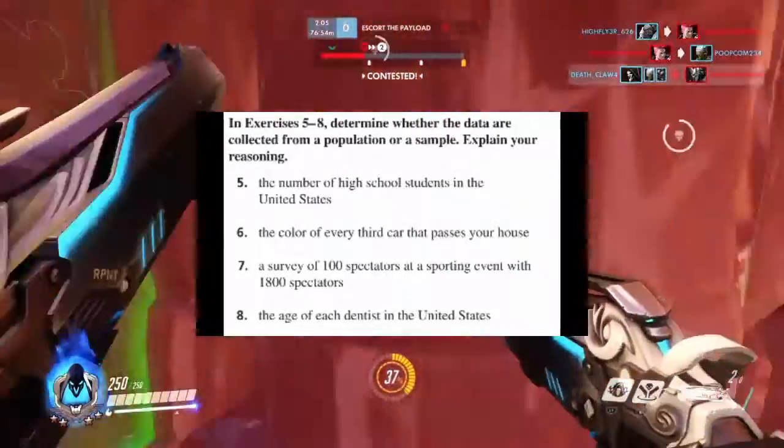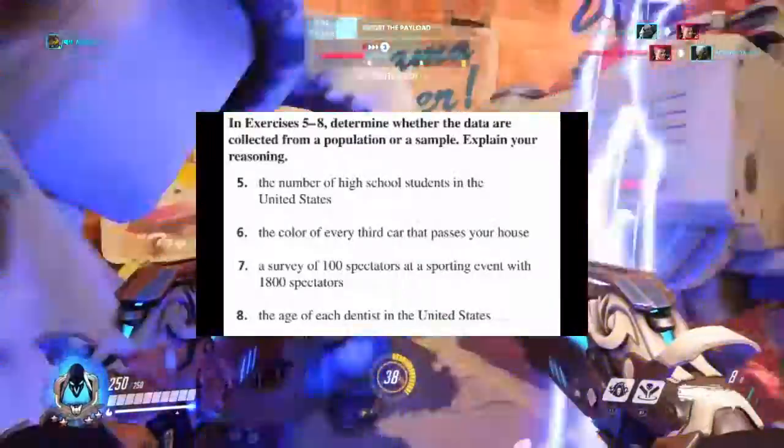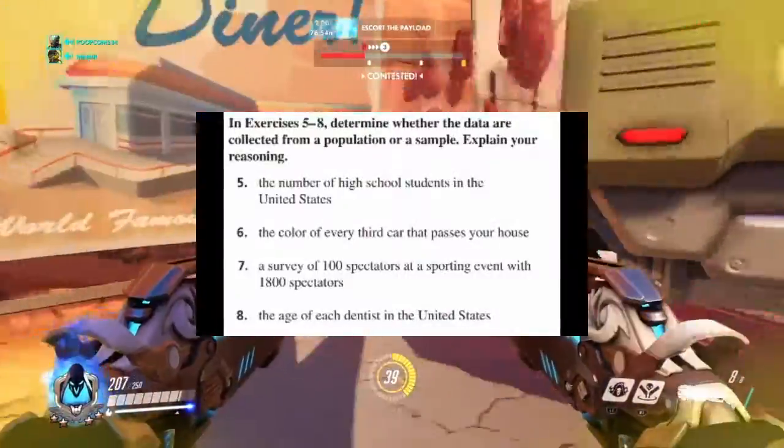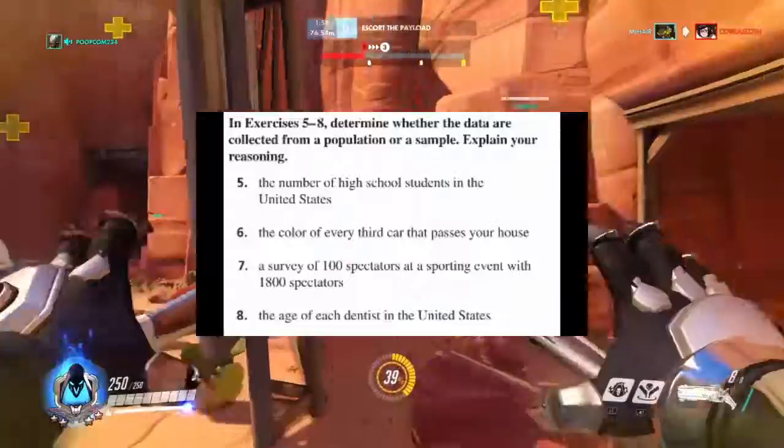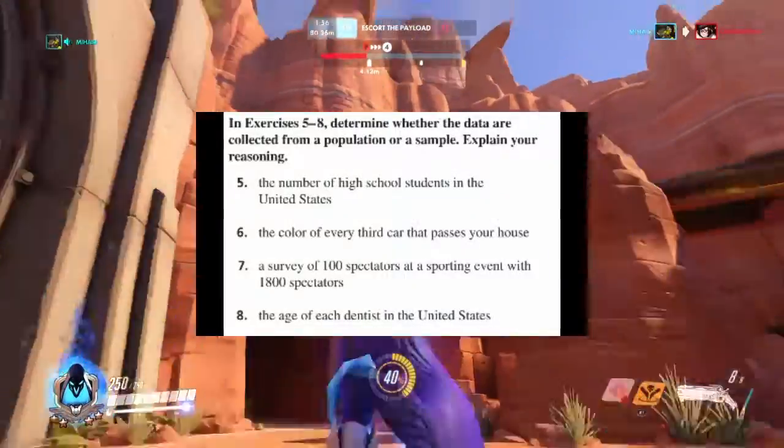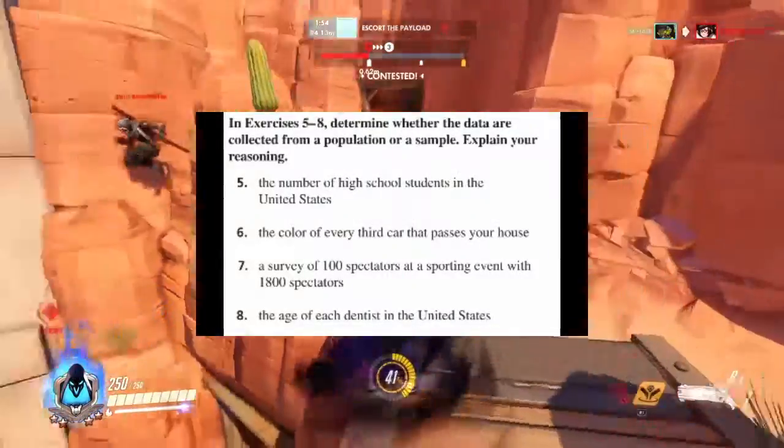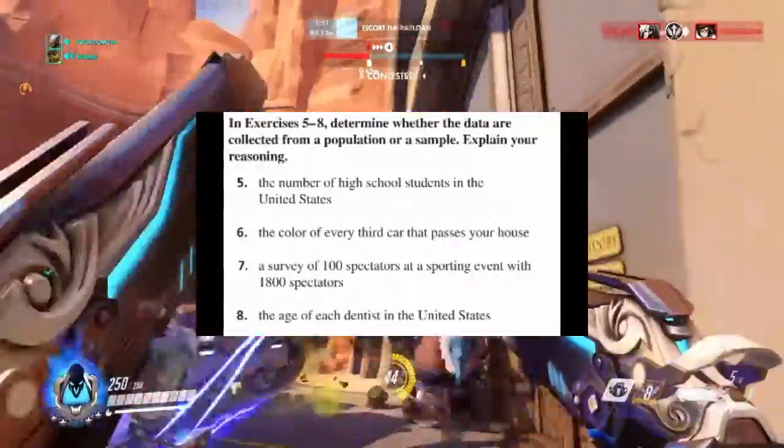Okay, for number 7, it's a sample because it's only 100 of the 1800 spectators. Therefore it's not a population, because a population would be all 1800. This is a sample. So now let's get to the next one.